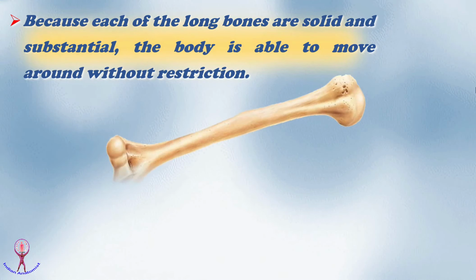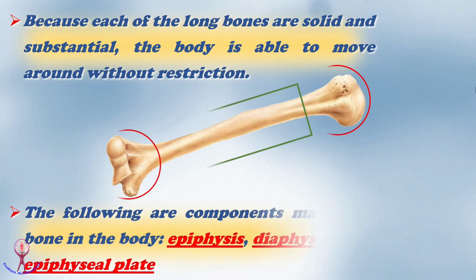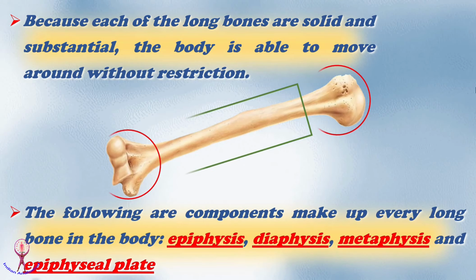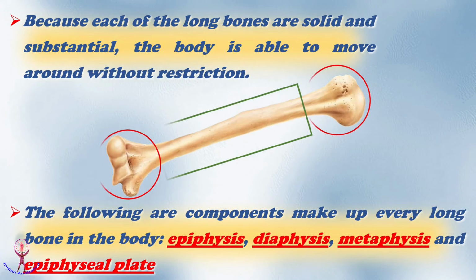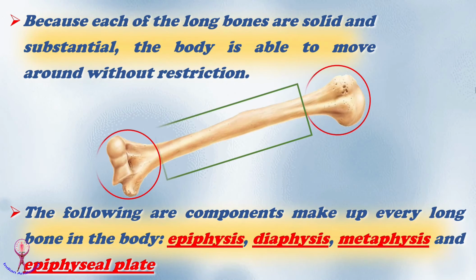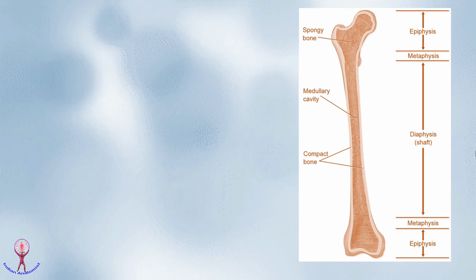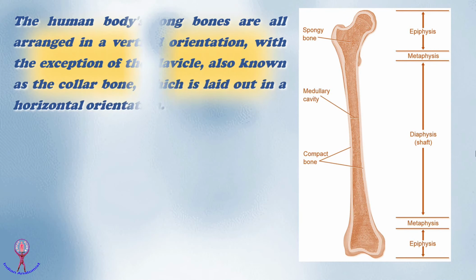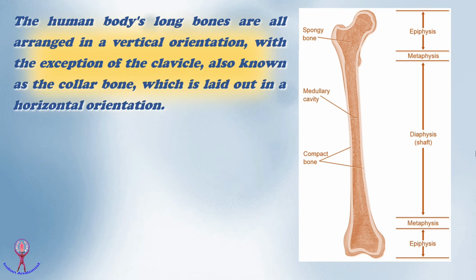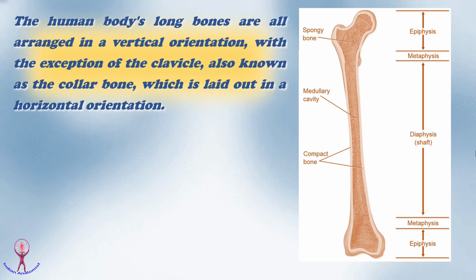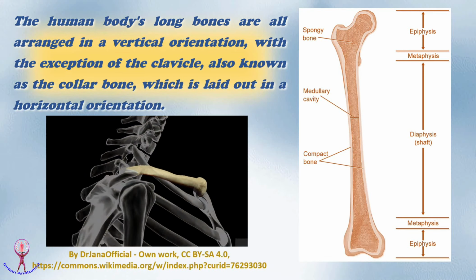The following components, that make up every long bone in the body, are epiphysis, diaphysis, metaphysis and epiphyseal plate. The human body's long bones are all arranged in a vertical orientation, with the exception of the clavicle, also known as the collar bone, which is laid out in a horizontal orientation.